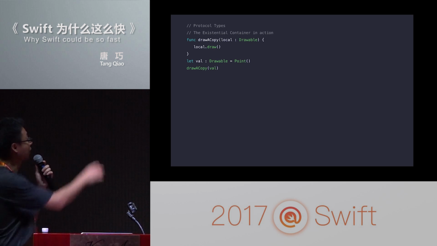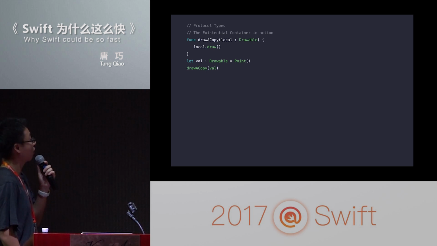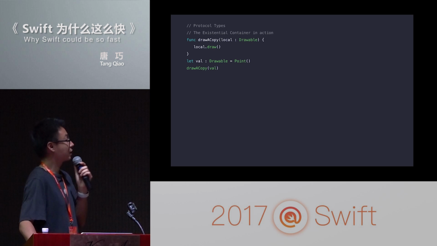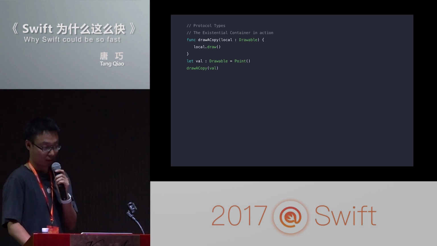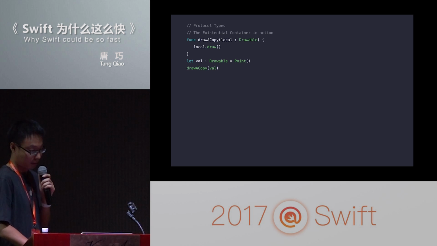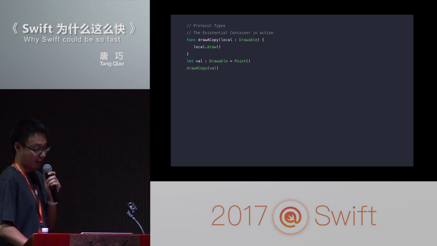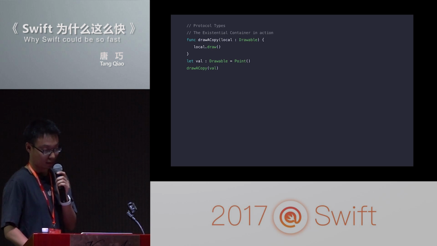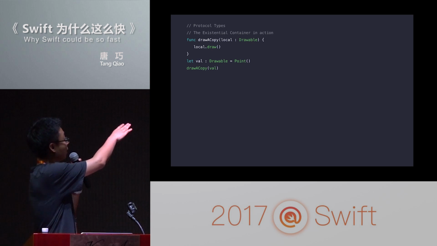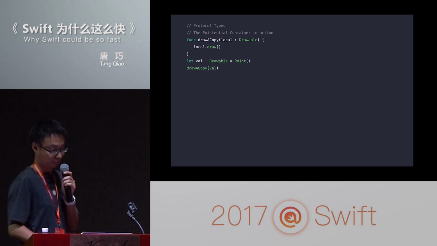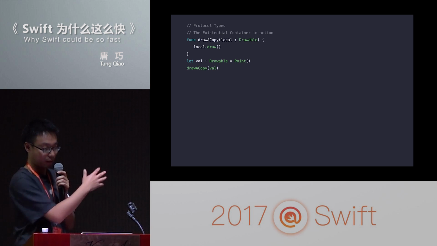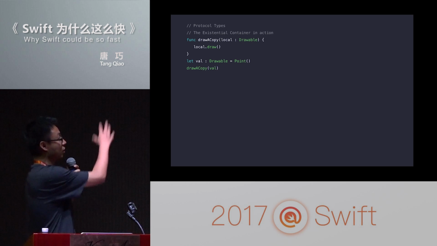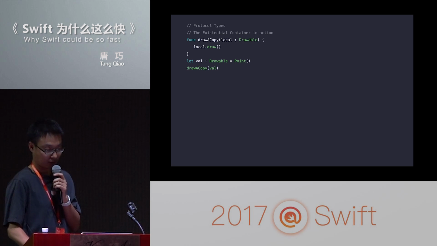Here we define a function named draw or copy, to accept a Drawable type argument. And when I initialize the Drawable object, which is a Point instance, we pass this instance to this function. So this is the logic of this source code, and the compiler will change this code into this.